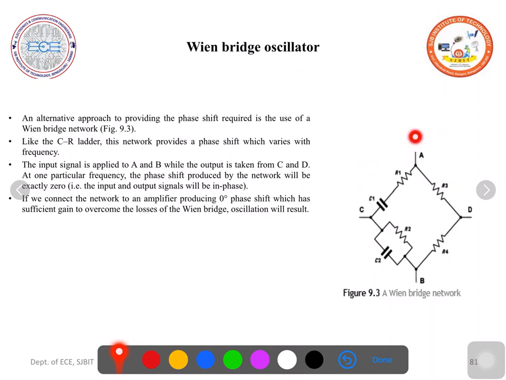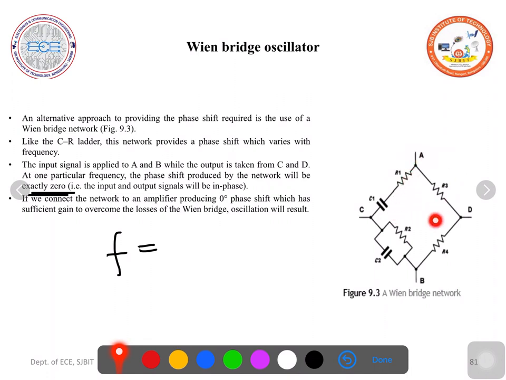The input signal is applied between A and B, while the output is taken from C and D. At one particular frequency, the phase shift produced by the network will be exactly 0.